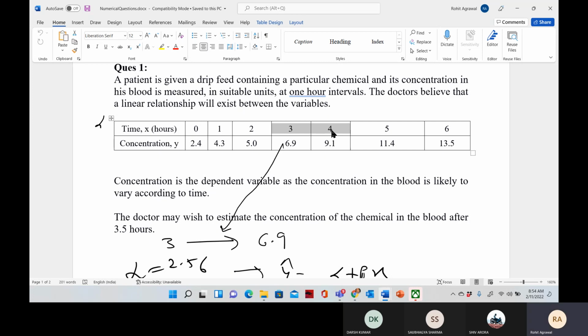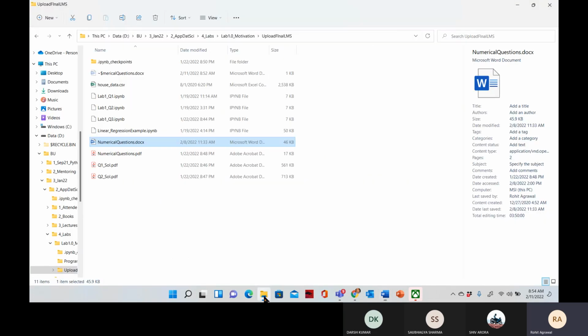Recall from the last class, interpolation means we are going to find the missing values between the data points, within the range of the data points, right? And if it is outside the range it is extrapolation. Yes or no? Yes, sir. Okay. So look, we are going to solve this.